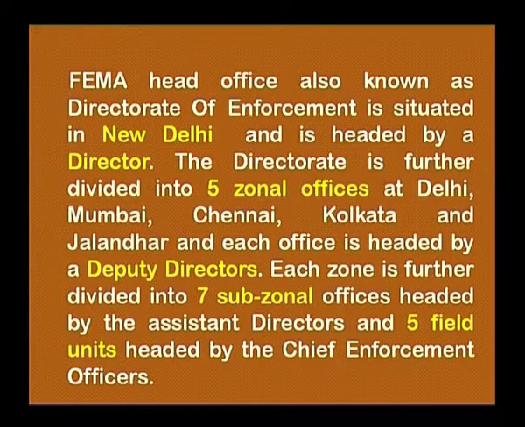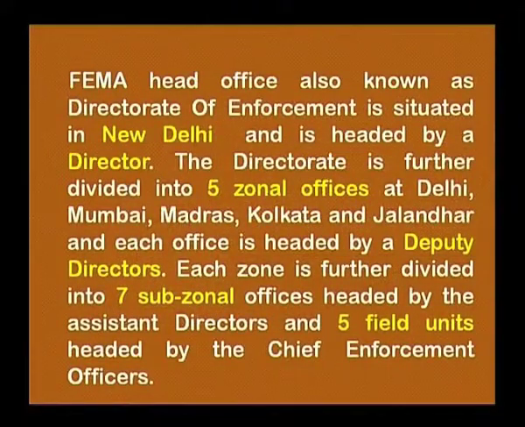Each zone is further divided into 7 sub-zonal offices headed by the assistant directors and 5 field units headed by the chief enforcement officers. So, this is the entire way and schema of enforcement of the provisions of the FEMA 2000 Act by having a 3-tier system, wherein we have the head office, then we have the zonal offices and also the sub-zonal offices at the various cities.